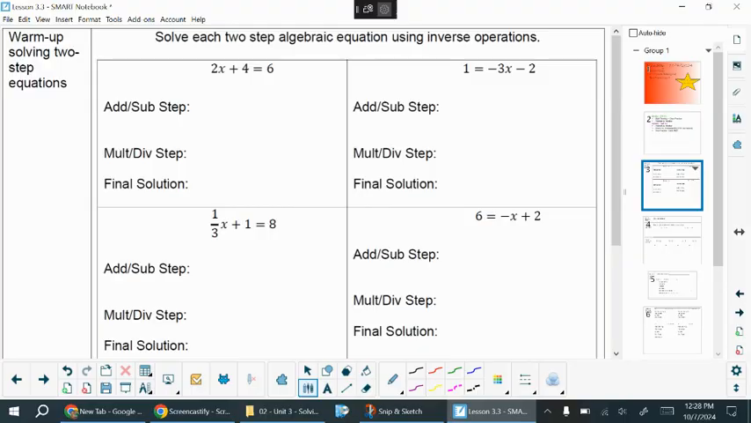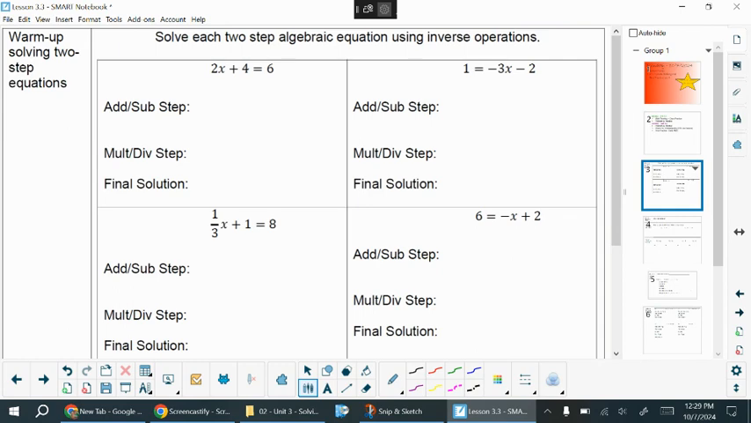So these first 4 questions are warm-up, reviewing what we did in the last unit. I would highly encourage you to take a second, actually take a minute or two for each one, show your inverse operations and solve the equation, and then come back and we will go over them together.